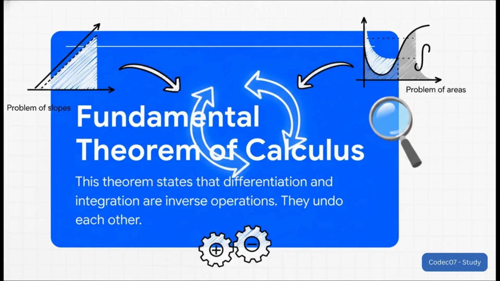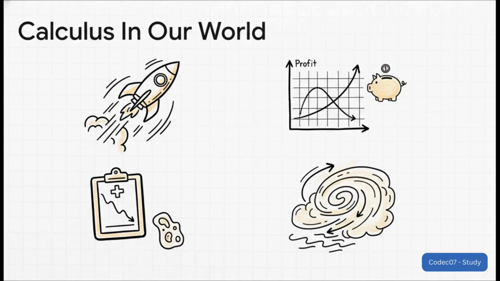And this is the climax, the fundamental theorem of calculus. It was discovered independently by Isaac Newton and Gottfried Leibniz, and it revealed this deep, hidden connection. It says that differentiation and integration are inverse operations. They undo each other perfectly, just like multiplication undoes division. It was this stunning link that connected the problem of slopes to the problem of areas and unified them into one incredibly powerful system.